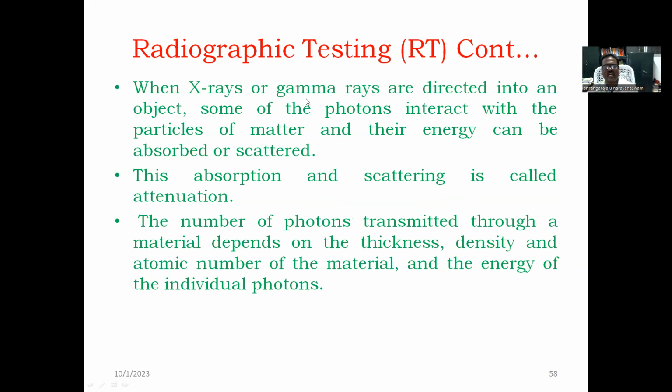When the X-rays or gamma rays are directed into an object, some of the photons interact with the particles of matter, and their energy can be absorbed or scattered. This absorption and scattering is called attenuation. The number of photons transmitted through a material depends on the thickness, density, and atomic number of the material and the energy of the individual photons.